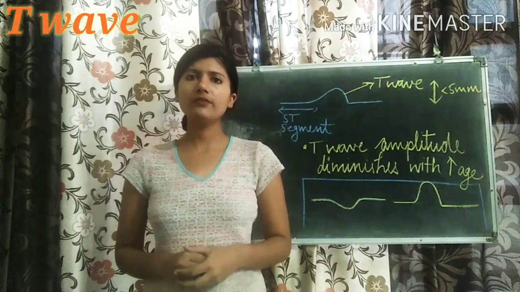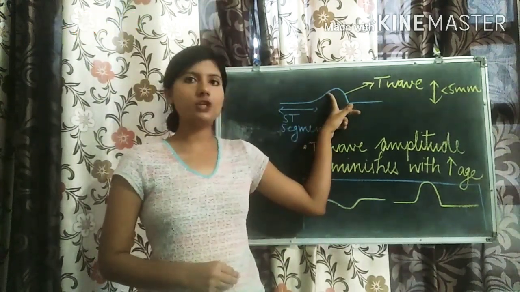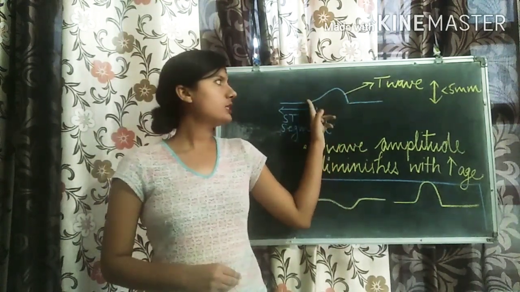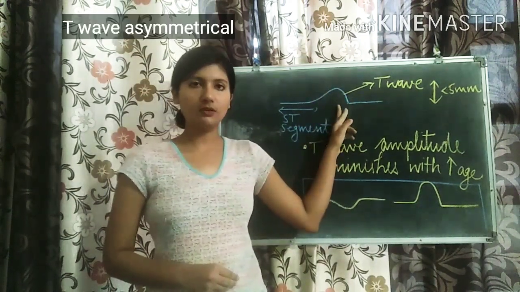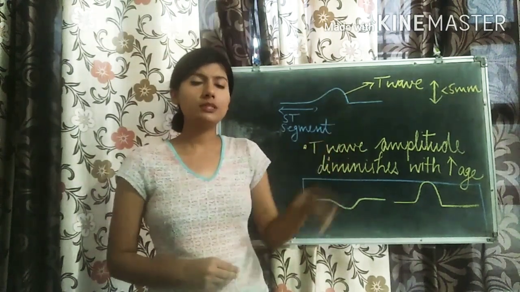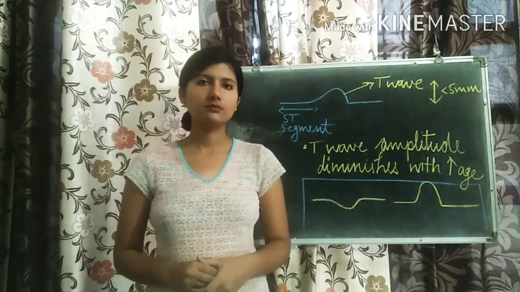T wave. The T wave comes after the ST segment. The upward slope of the T wave is gentle and its downward slope is steeper. The T wave looks asymmetrical normally. This can be a differentiating factor between the T and P wave. The P wave looks more symmetrical.